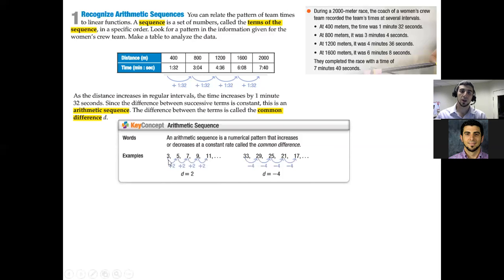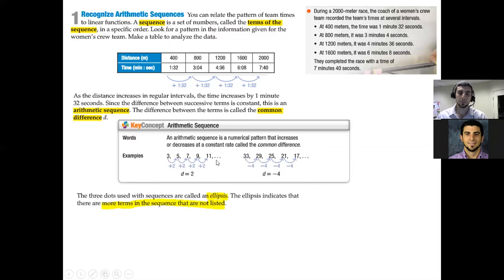In our examples here, this 3, 5, 7, 9, 11 goes up by 2 each time because the next term is 2 more than the previous one. Likewise, this one goes down for each successive term because the next term is 4 less than the previous term. And the easy way to figure it out is to just subtract the first term from the second, the second from the third, the third from the fourth, just to see what the difference is between the terms. Now, the 3 dots used with a sequence are called an ellipsis. The ellipsis indicates that there are more terms in the sequence that are not listed. So that basically means it just continues in the same pattern.